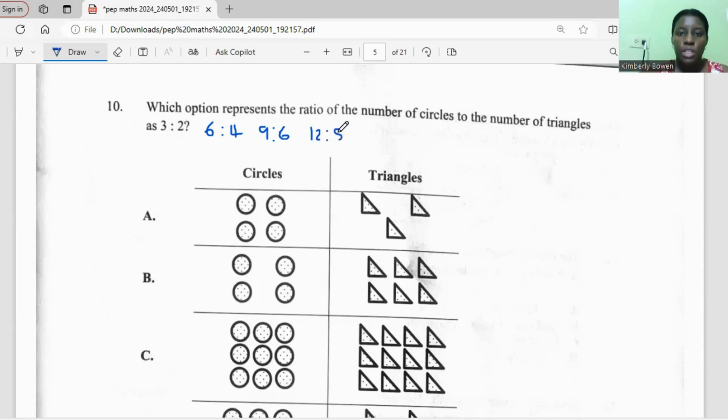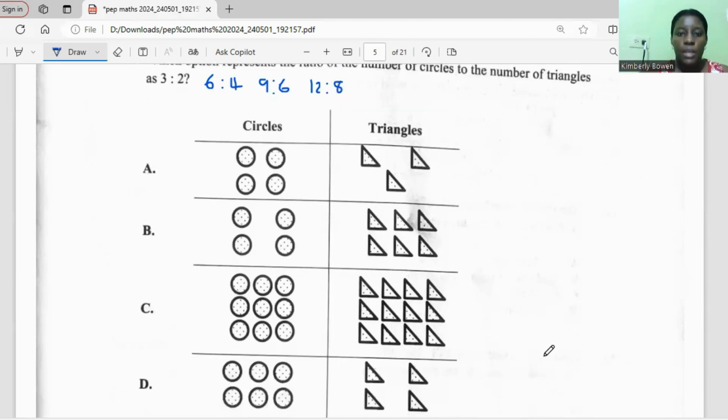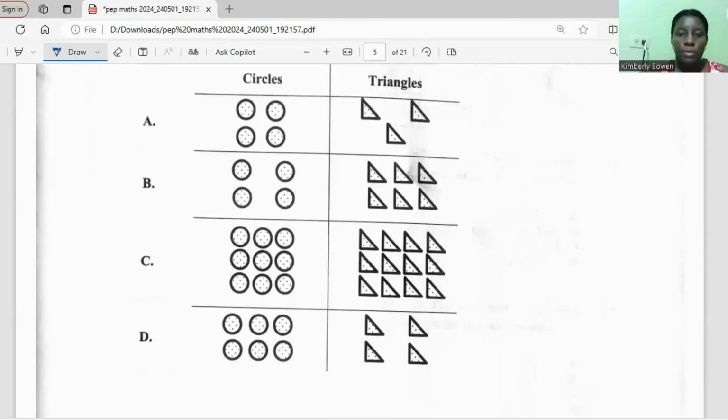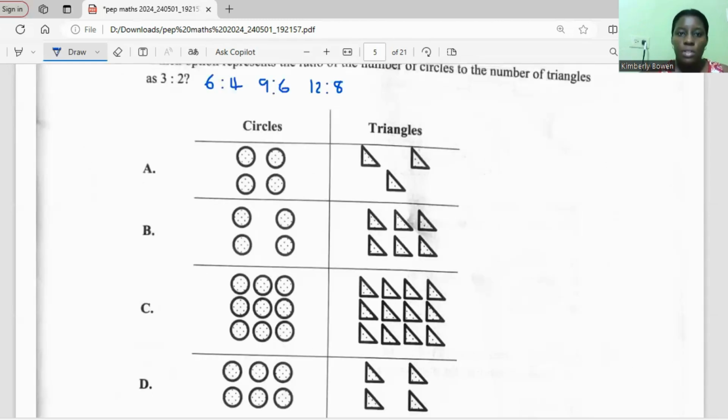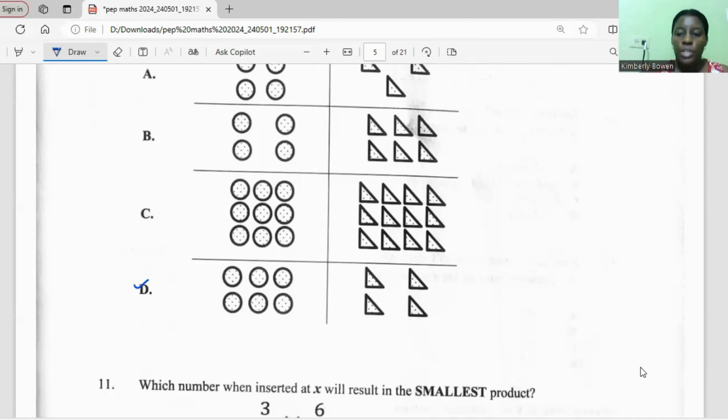We're just using these three and checking these to see if we have anything here. So far, the circle has to be big enough. Right? 6 to 4 works. What's the correct answer? D. 6 circles, 4 triangles.